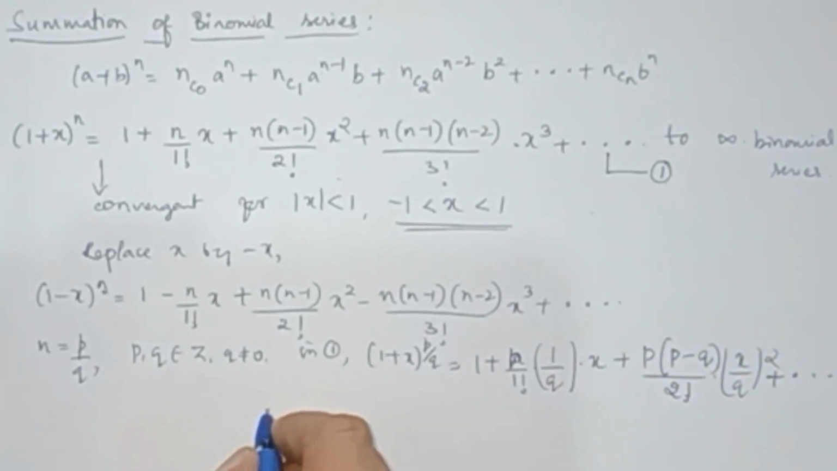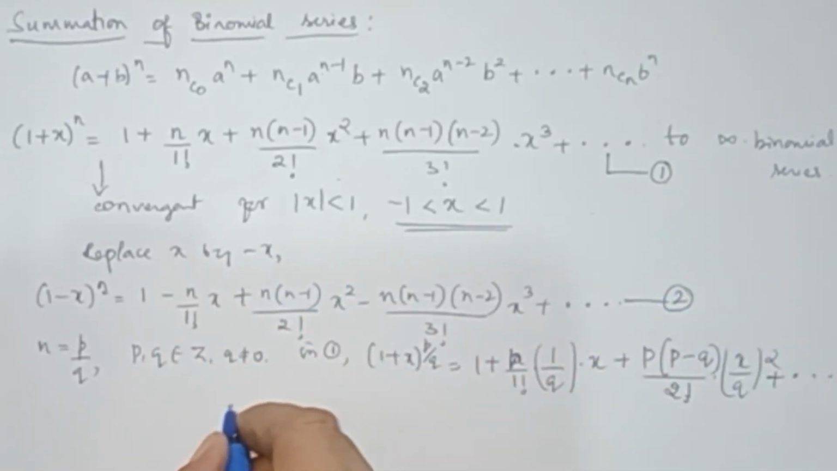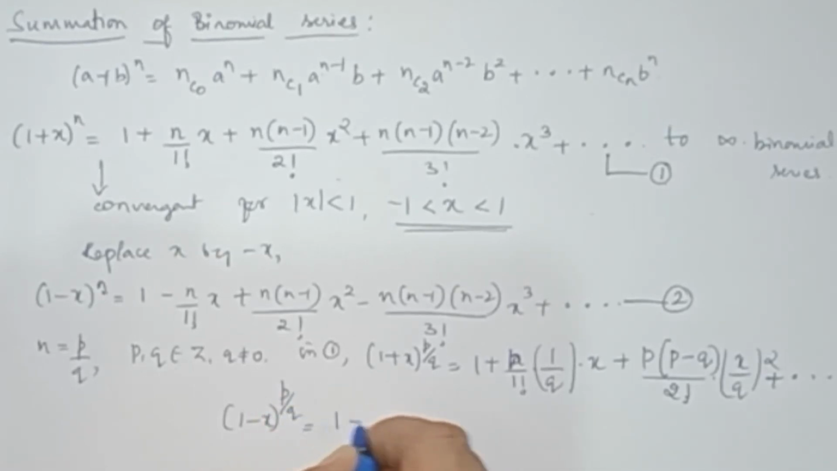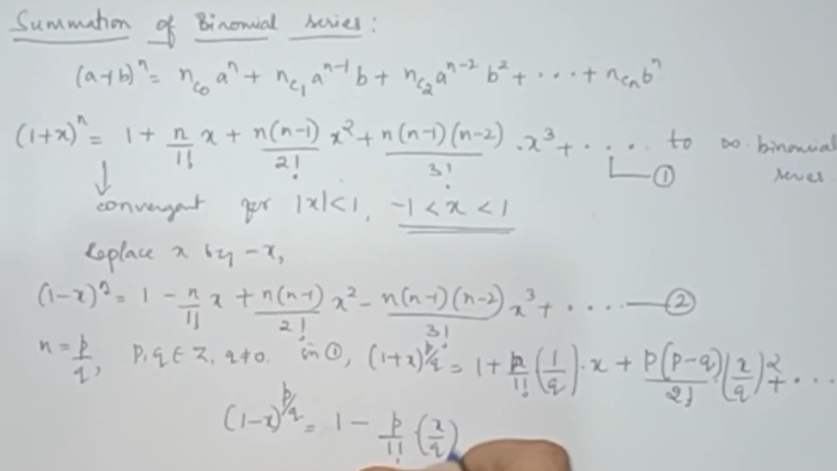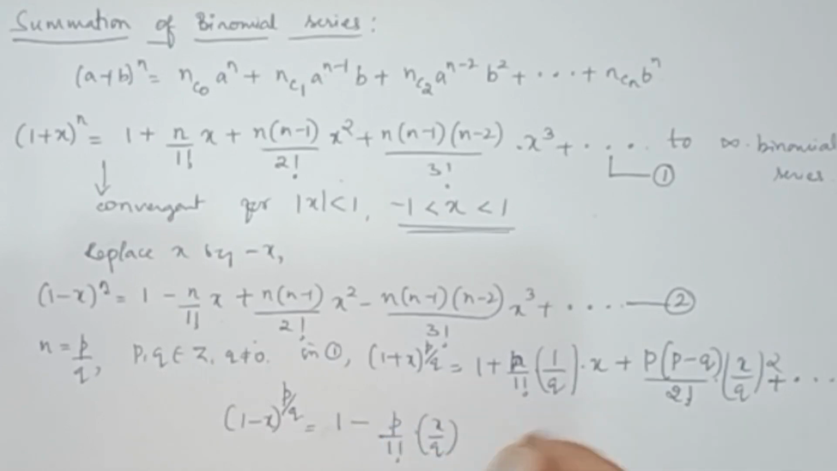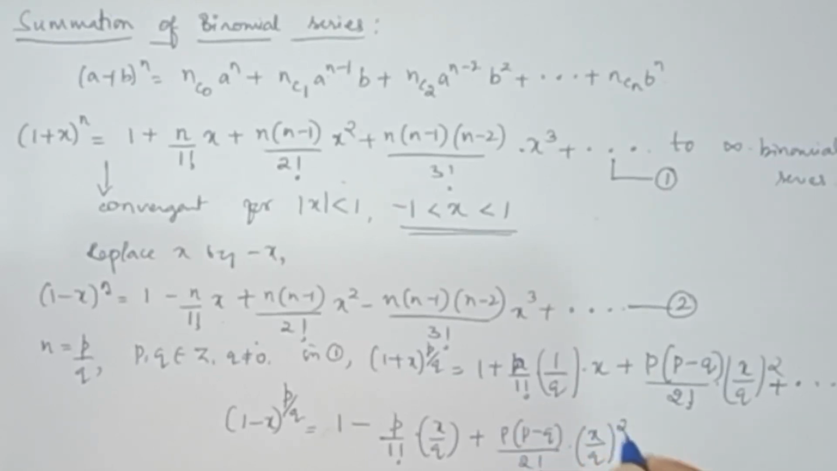Similarly, put n equal to p/q in the second equation. This is the second series. So you will get (1 - x)^(p/q) = 1 - (p/1!)(x/q) + p(p - q)/2! (x/q)^2 - and so on. This continues.